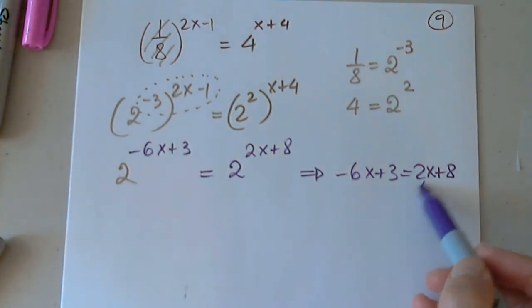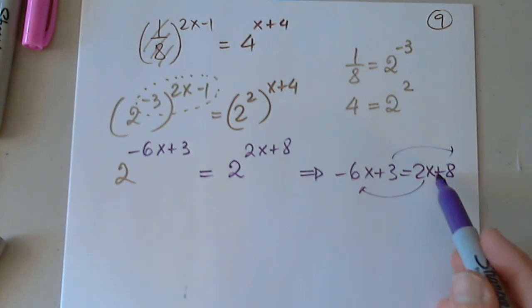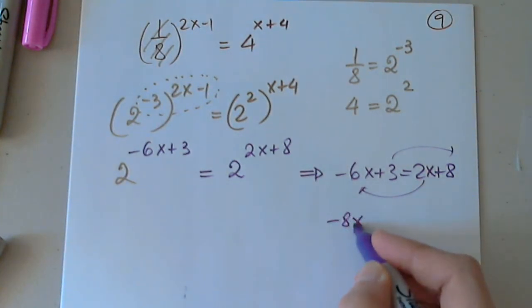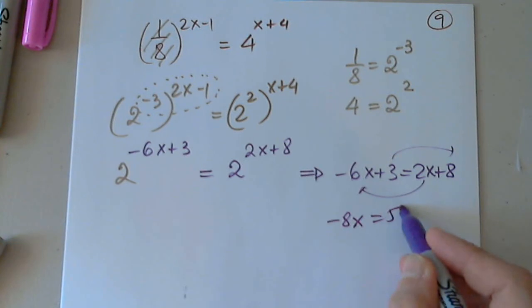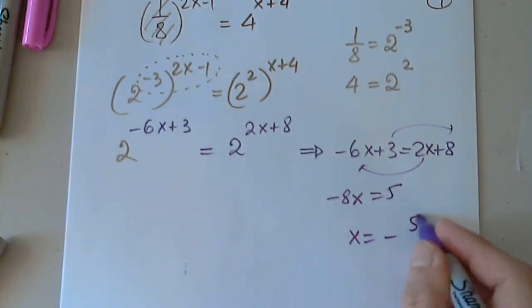I know how to solve this. I move 2x and I move 3. When I move 2x, I get -8x. When I move 3, I get 5. So the answer is -5/8.